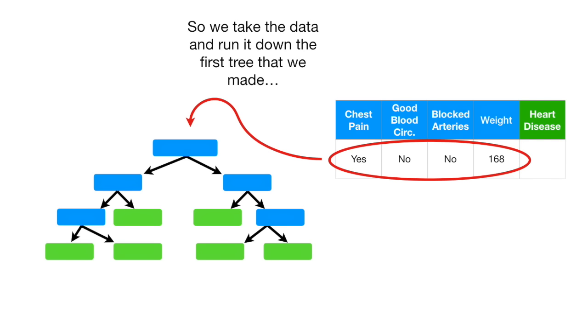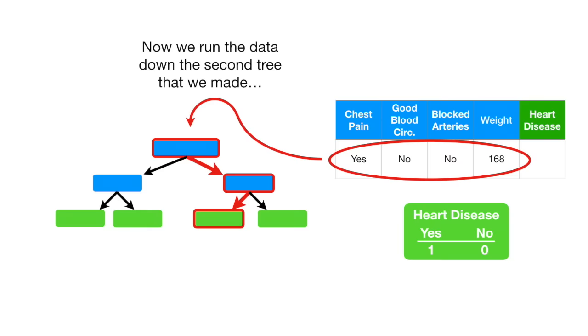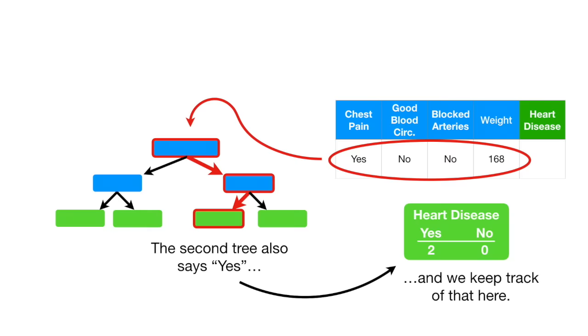So we take the data and run it down the first tree that we made. The first tree says yes, the patient has heart disease. And we keep track of that here. Now we run the data down the second tree that we made. The second tree also says yes. And we keep track of that here.